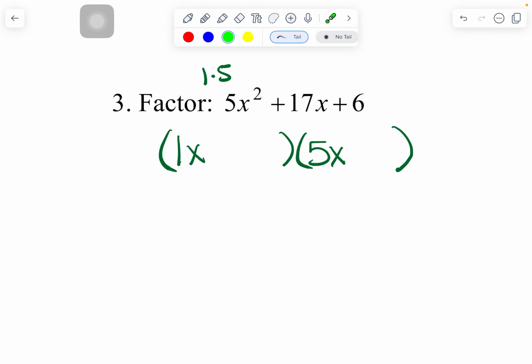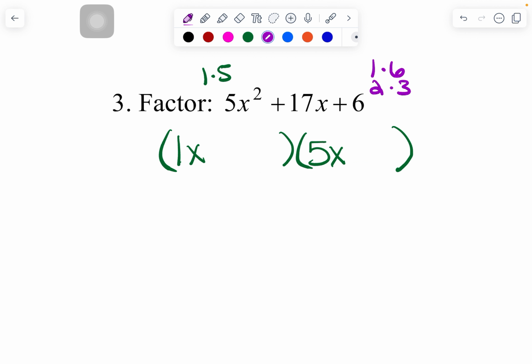Secondarily, I need to do things that multiply to 6. So, write with a pen, 1 times 6 and 2 times 3. Now, this is where the guess of guess and check comes in. I am going to guess at which pair of these and which position they go into, and then I will check my work.